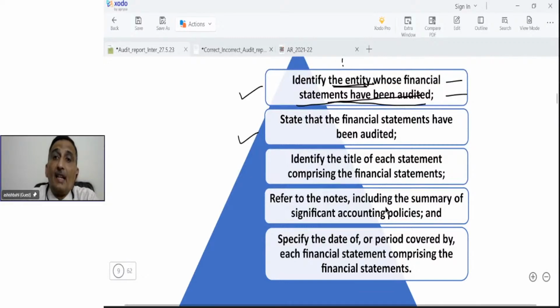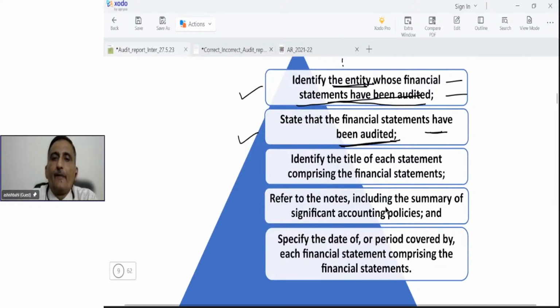State that financial statements have been audited. Specifically state that financial statements have been audited. Like it begins with the line, we have audited financial statements. So here the auditor is making a specific statement, specific assertion that he has audited the financial statements.